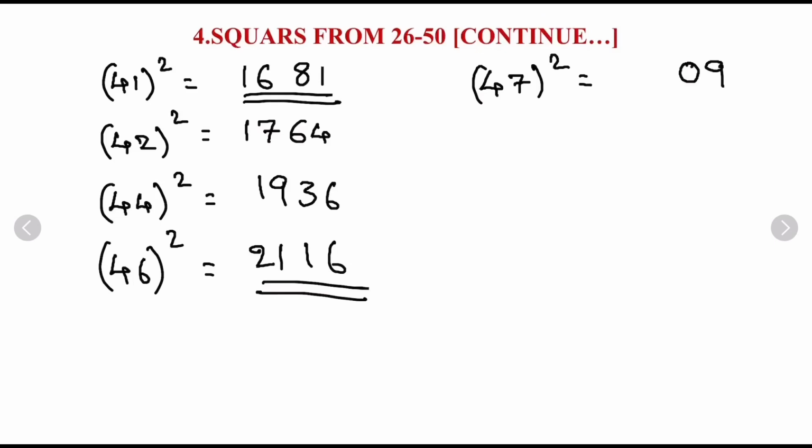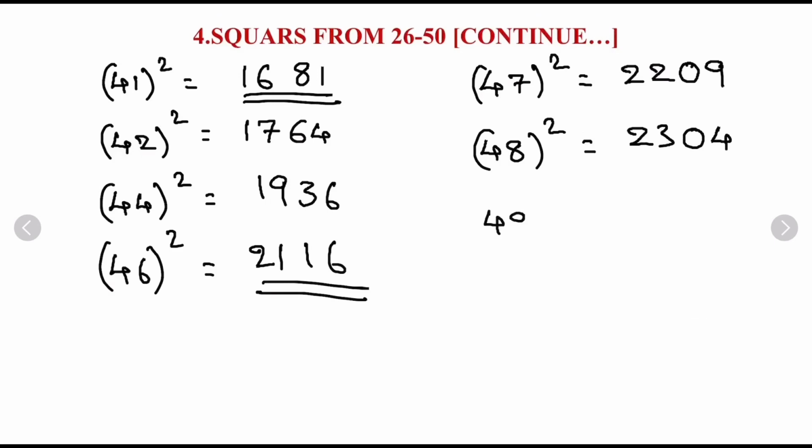25 minus 3, 22. If it is 48 square, how much less than 50? 2. 2 square, 04, you have to take. So 25 minus 2, 23. It is 49 square, 1. 1 square, 01. 25 minus 1.